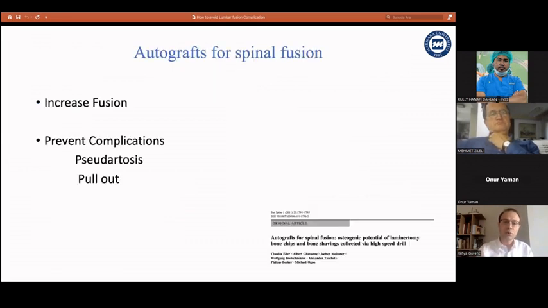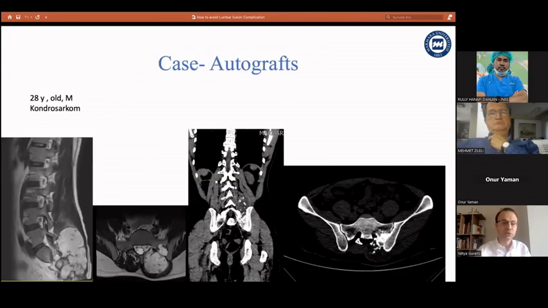And autograft for spinal fusion is very, very important because this increases fusion and prevents complications, pseudoarthrosis, and pull-out. And it is very important that we select autograft instead of synthetic grafts. For example, this is a case in which we used autograft.